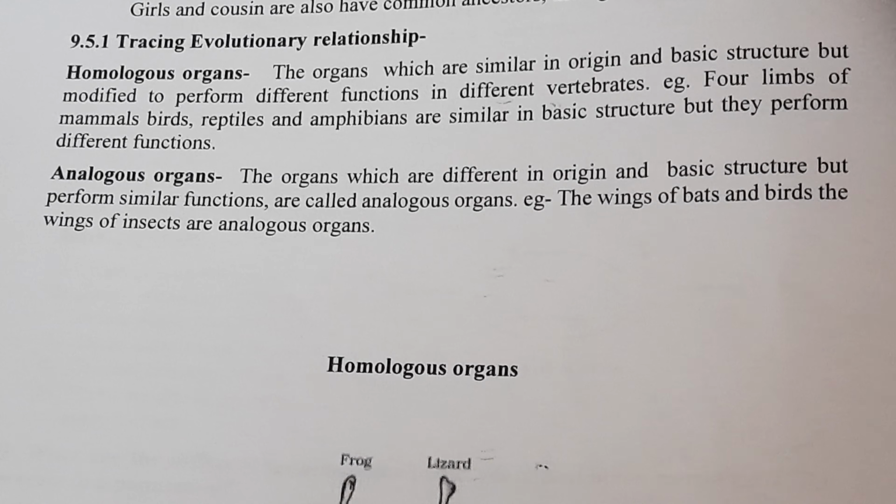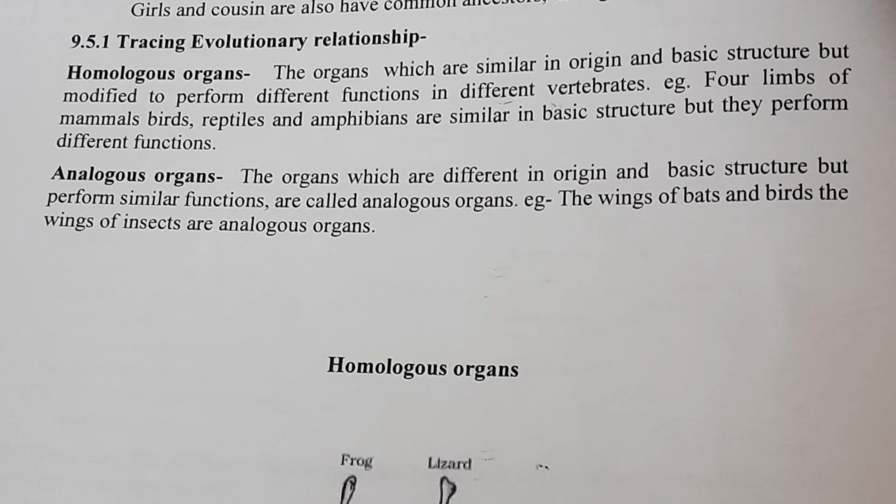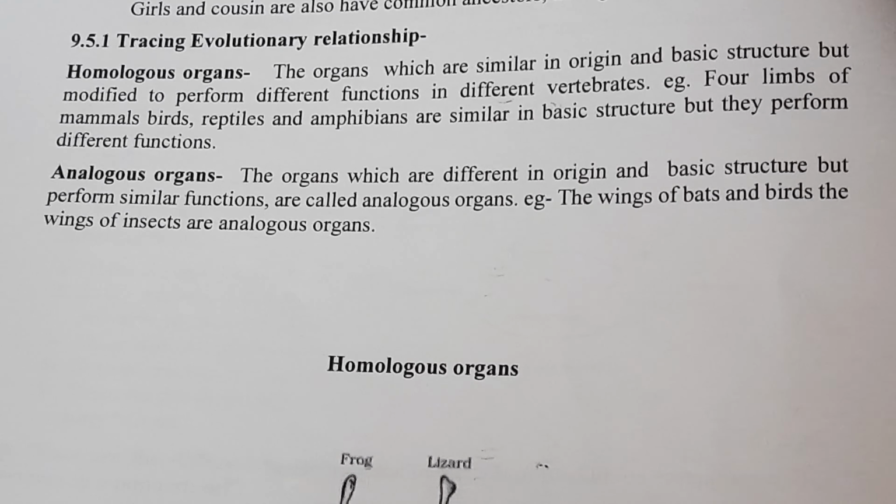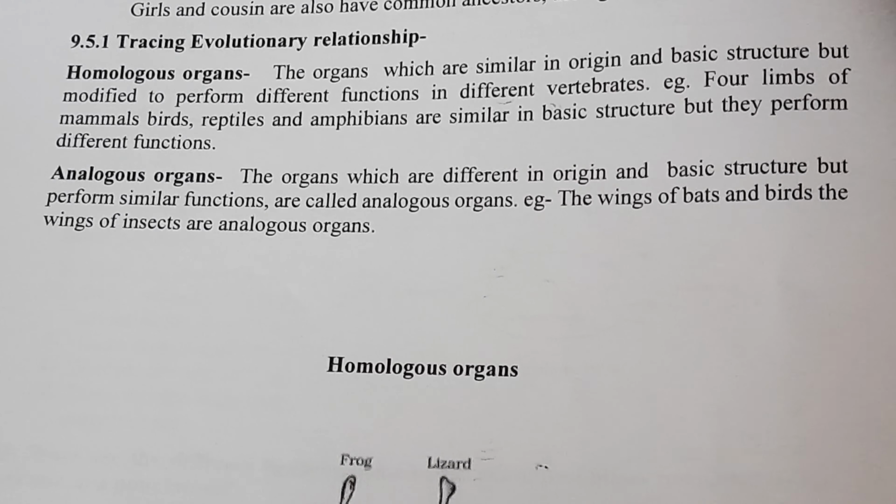Next topic is tracing evolutionary relationships. In this, two types of organs are there, homologous organs and analogous organs. Homologous organs जिनकी origin same जगह से होती है, structure same होता है, but they are modified to perform different functions. उनके functions different होते हैं. Like forelimbs of mammals, birds, reptiles, amphibians. These all are similar in their basic structure, but they perform different functions.